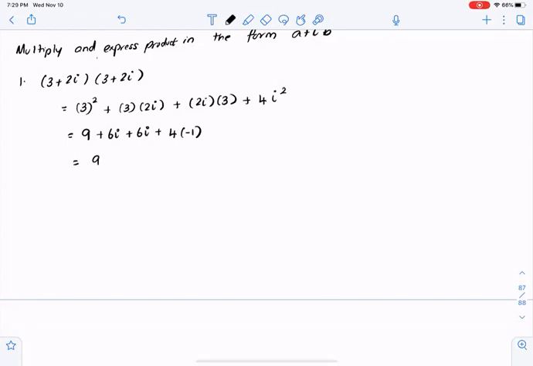So 9 plus 12i minus 4. 9 minus 4 is 5. So the answer is 5 plus 12i, which is the same as saying 5 plus i multiplied by 12.